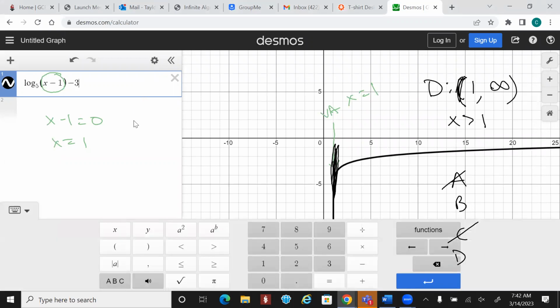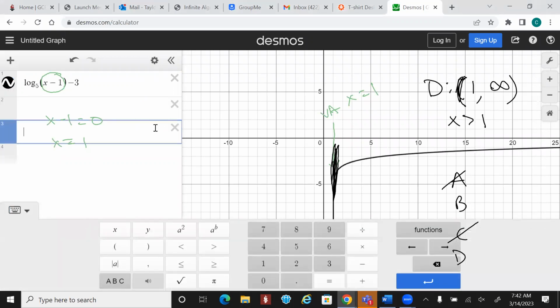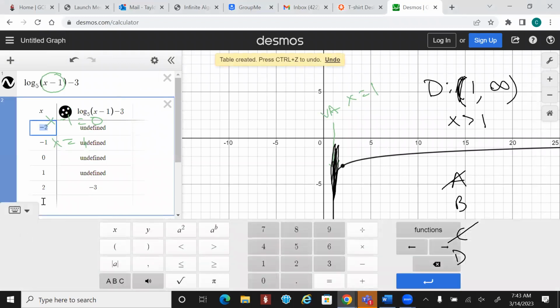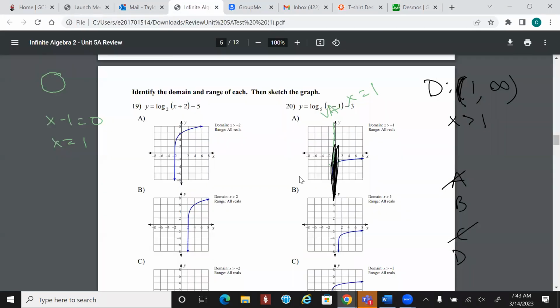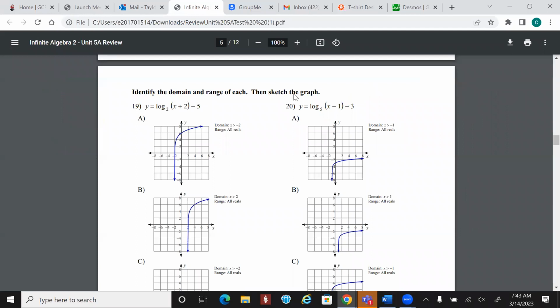So what you can do here is create a table and pick a couple of points to actually have numbers. And then look at your answer choices. So we have 6, -2, we have 2, -3. When we go in here and look at our graphs, we have 6, -2, and 2, -3. Boom. B is our answer. Ta-da.